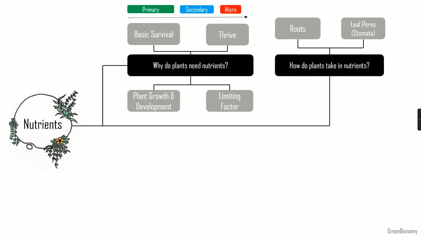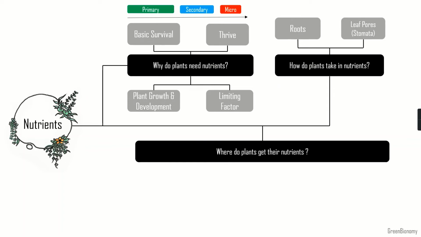Now the leaf pores will be focusing only on what is in the air. So that will be oxygen and carbon. So that's what the leaf does. But the roots in the soil do a lot of things and take in most of the nutrients, the mineral ones as well as some of the non-mineral ones.